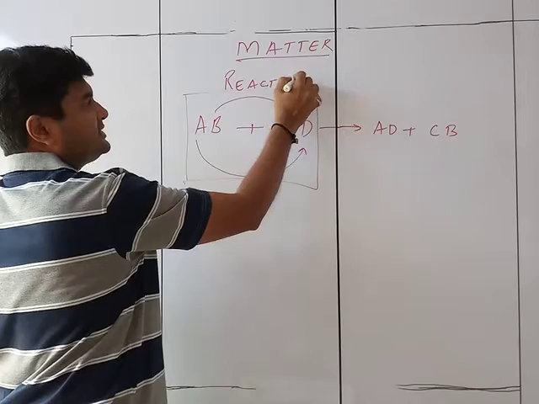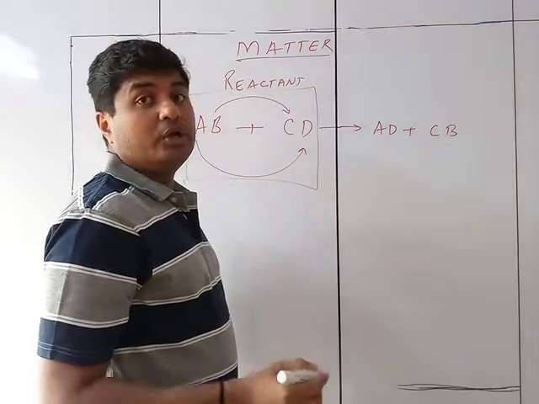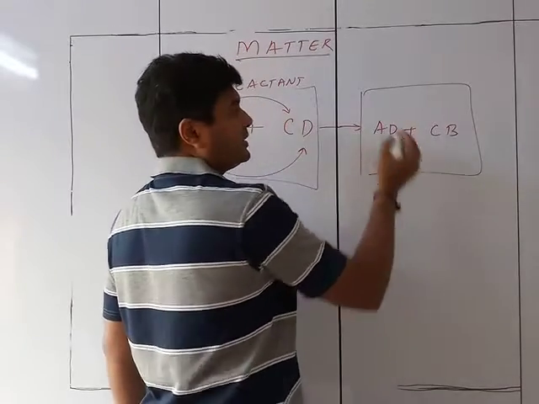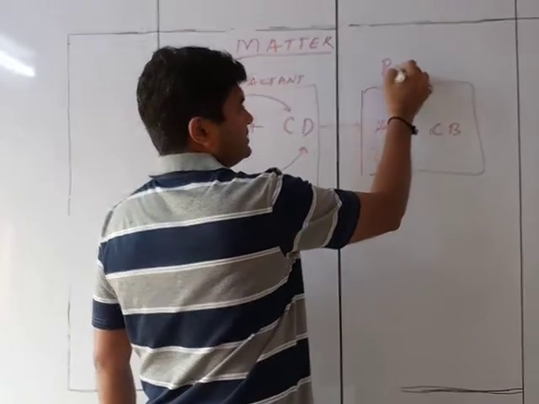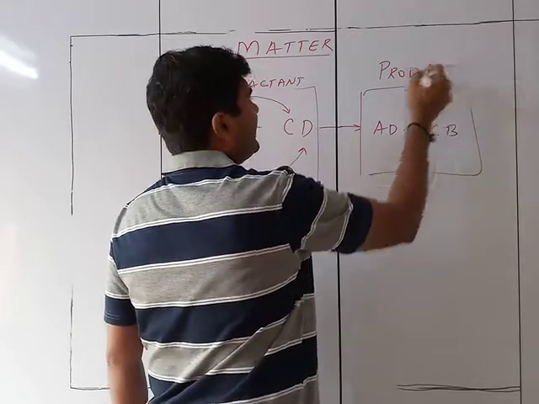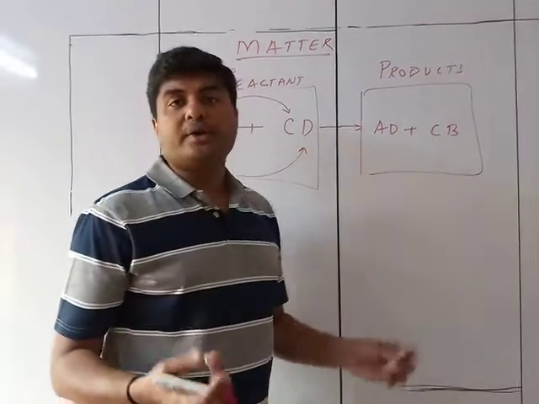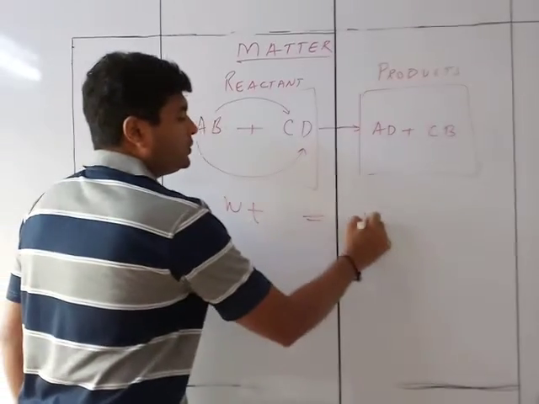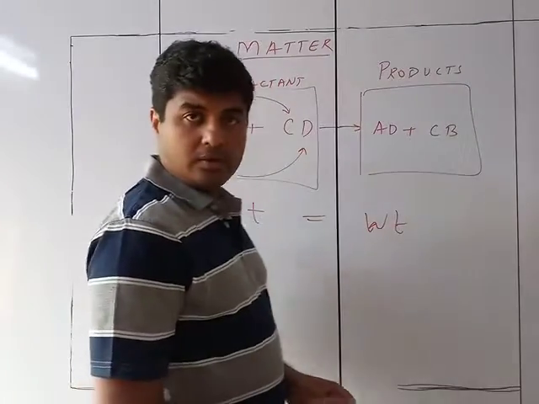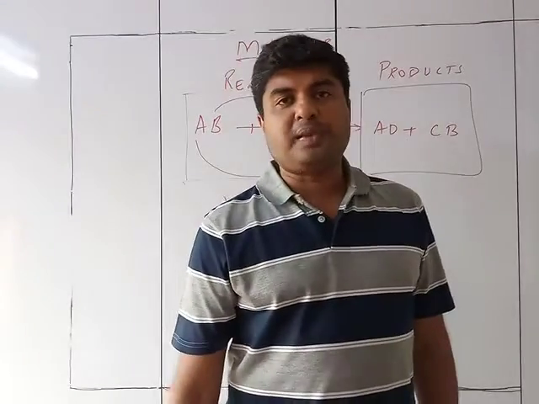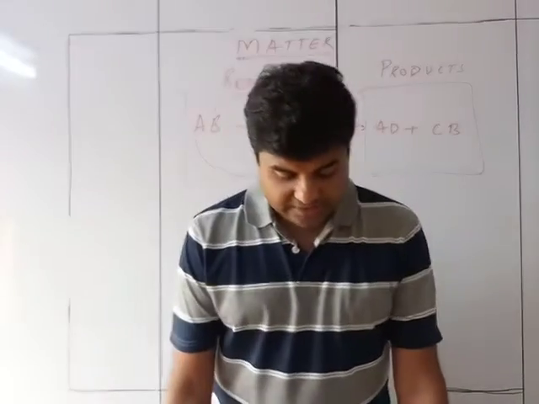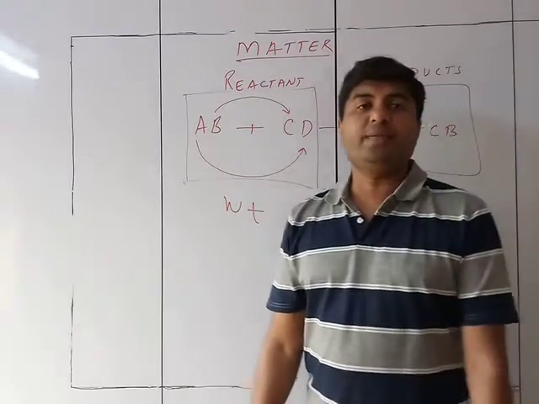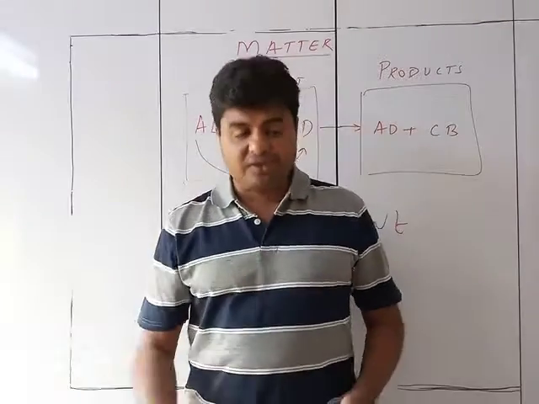Reactants are those substances which are going to be used for the reaction, and the resultants are called the products. So products are those which are formed due to a reaction. It is seen that the weight of this is equal to the weight of this. Whenever the reaction takes place, there is no loss in the total mass. The total mass of this whole thing is going to remain the same before and after the reaction.